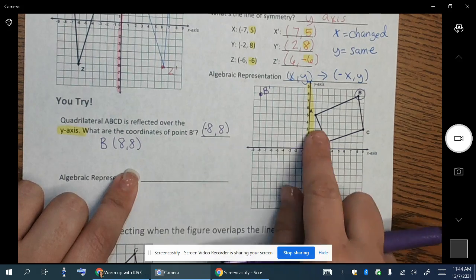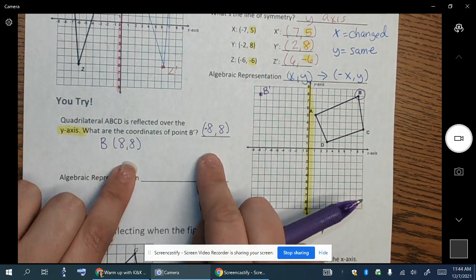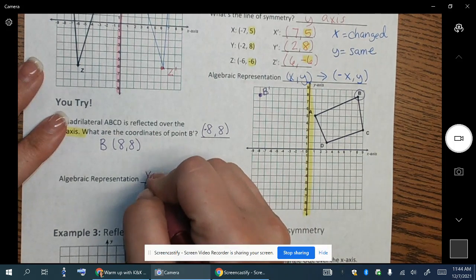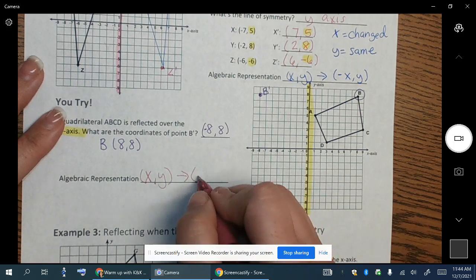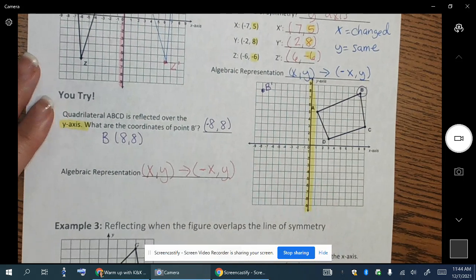So you can draw it and count, or you can remember the rule. But if you remember the rule, you've got to make sure you really remember it. Don't just guess. Okay? All right, so my algebra, x, y. What happened to x? Negative x. What happened to y? Nothing.